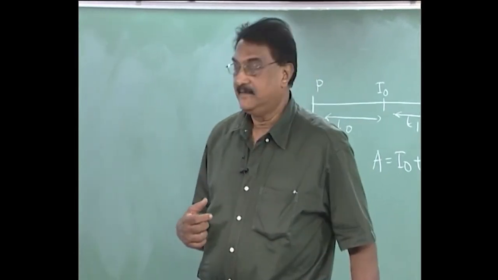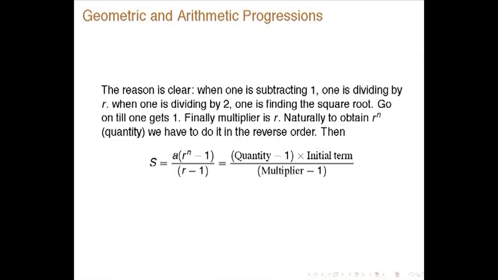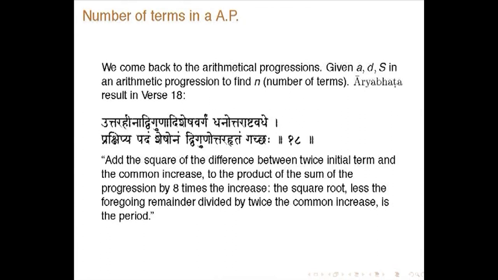So essentially the sum is a into r to the power of n minus 1 by r minus 1, after finding r to the power of n. So this quantity minus 1, into the initial term, divided by multiplier minus 1. Okay. So we come back to the arithmetic progression.